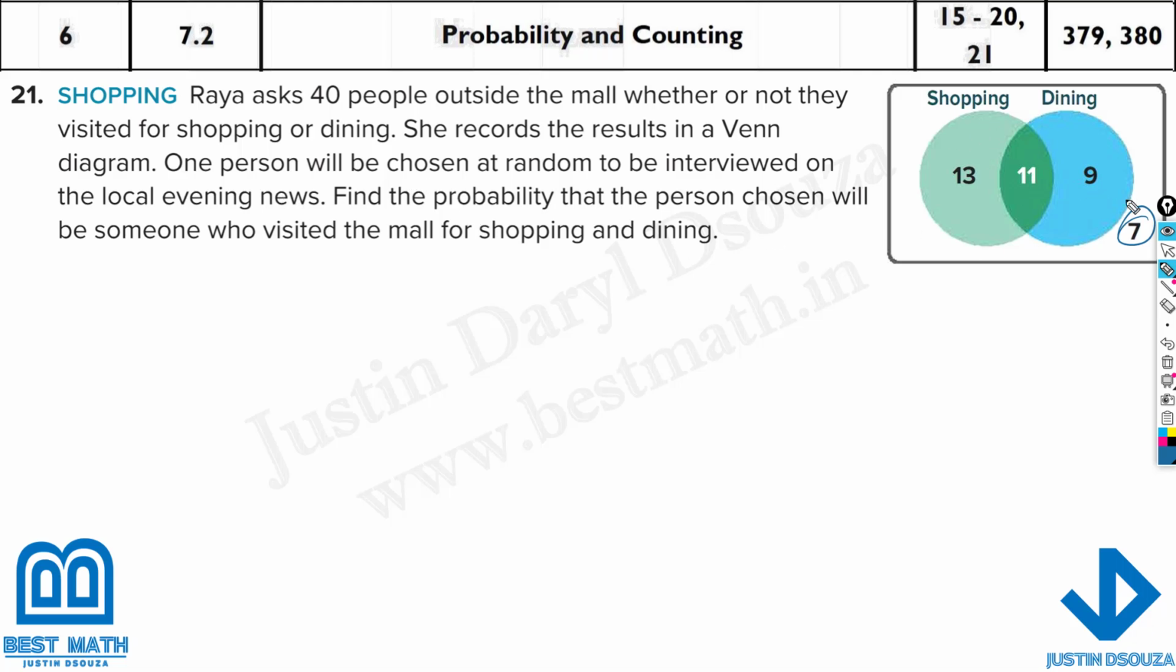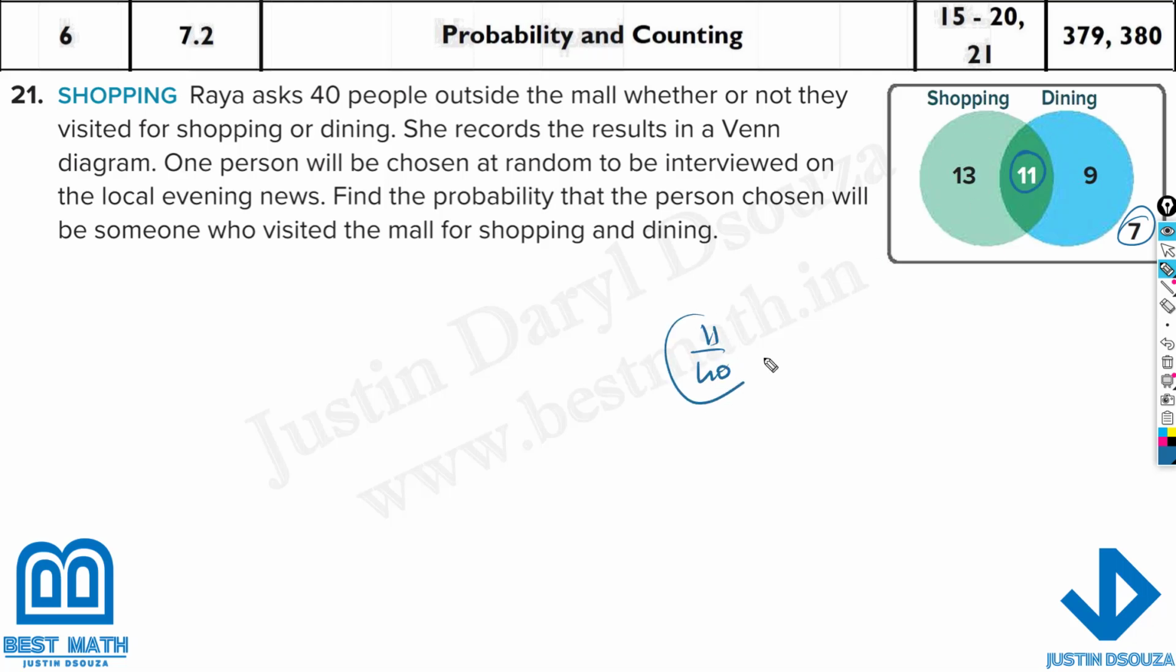One person will be chosen at random to be interviewed on the local evening news. Find the probability that the person chosen will be someone who visited the mall for shopping and dining. Who are the intersection? 11, right?